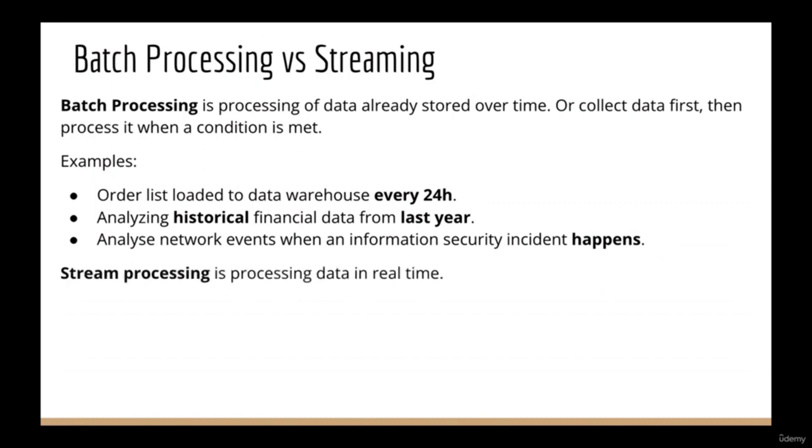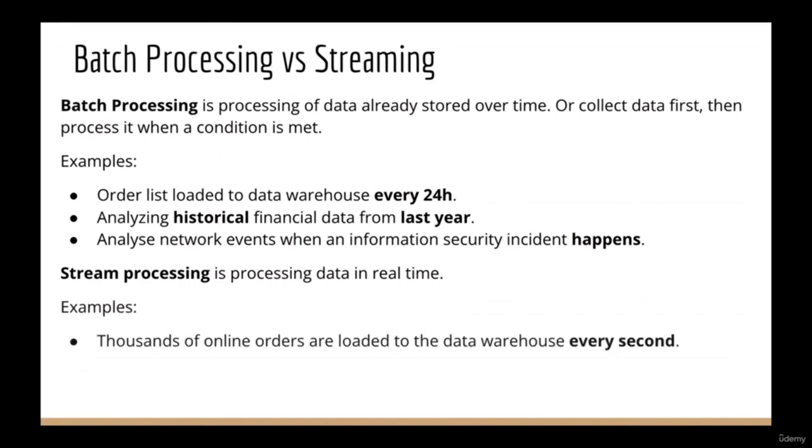Stream processing, on the other hand, is a big data technology that allows us to process data in real time as it arrives, and then detects conditions within a small period of time from the point of receiving the data. So basically, it allows us to feed data into analytical tools as soon as pieces of data are generated, and that way we can obtain instant analytics results. So notice here that we're using the word real time, which is a key word in the definition of stream processing. So examples of real data processing can be that thousands of online orders are loaded to the data warehouse every second. And another is to track the real time location from a mobile application.